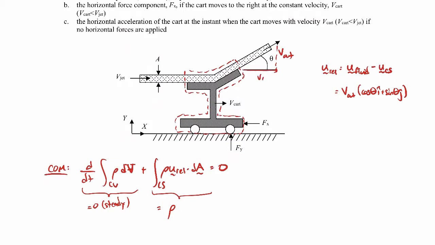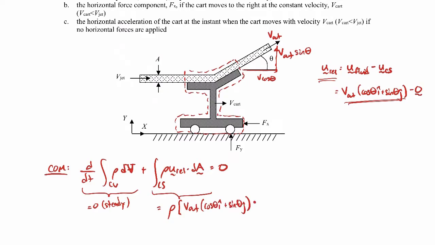So there's the V out cosine theta. That's the part in the horizontal direction, and of course we have some part in the vertical direction there. That'll be V out sine theta. V out is the magnitude. We're using that coordinate system just as a reminder. And then the control surface velocity here, where it's crossing, is just 0 because the cart's stationary. So U relative will just be that first term there. So let's write that down: V out times cosine theta i hat plus sine theta j hat.